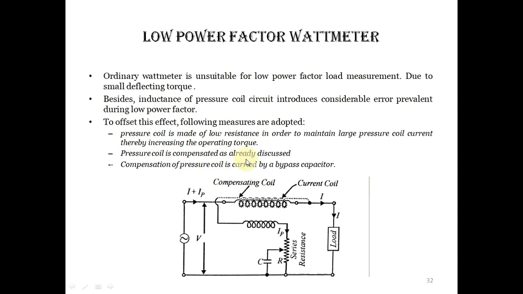Pressure coil is compensated as already discussed. Here is the compensating coil connected in series with the pressure coil but placed near to the current coil. Compensation of pressure coil is carried out by a bypass capacitor, which eliminates the effect of inductance due to pressure coil. This whole thing is pressure coil. So in this, inductance of pressure coil is minimized with this bypass capacitor. So three things we are taking care of. First of all, resistance is low. Second, compensating coil is provided, and the third one is bypass capacitor, which minimizes the inductance of the pressure coil.